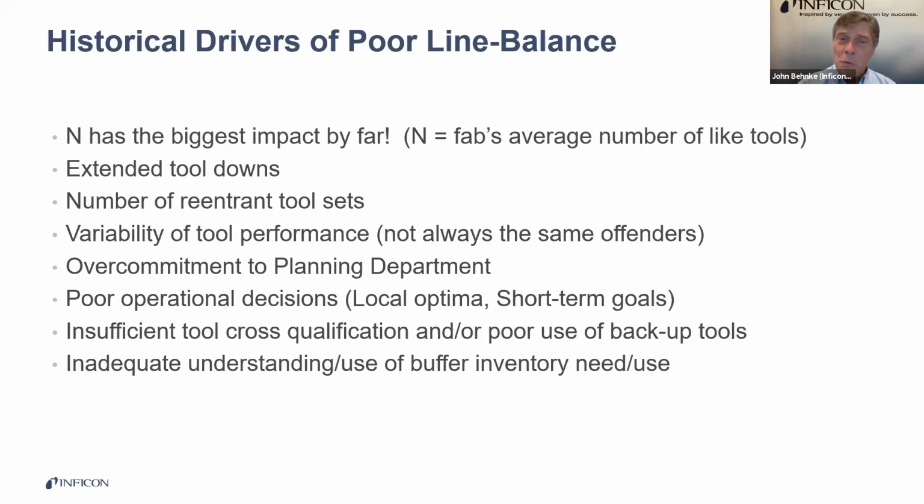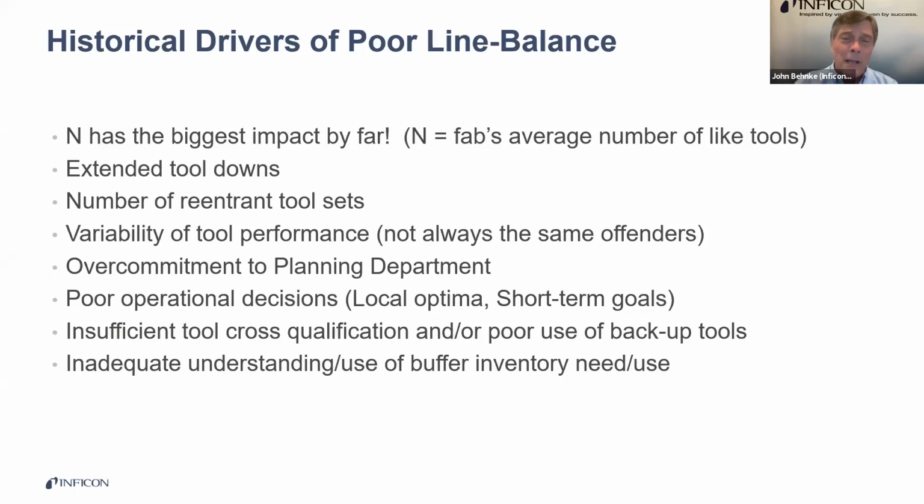But if you only have 2 tools, it's very difficult, because the second biggest thing that drives line linearity is extended tool downs. Effectively, if you have 2 tools, each tool is 50% of your capacity, and one is down for a week, you are going to have a very non-linear line, what people often refer to as a large WIP or inventory bubble. We'll talk a little bit about that.